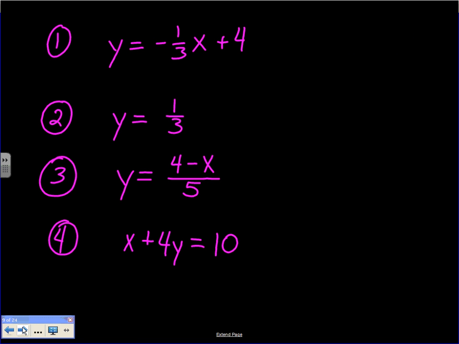Here are 4 problems. Take a moment. You might want to pause the video. Take a moment and try and work those 4 problems out. On the next 4 pages, I will provide you with a solution to those. And you can check your work to see if you are getting the correct answers.